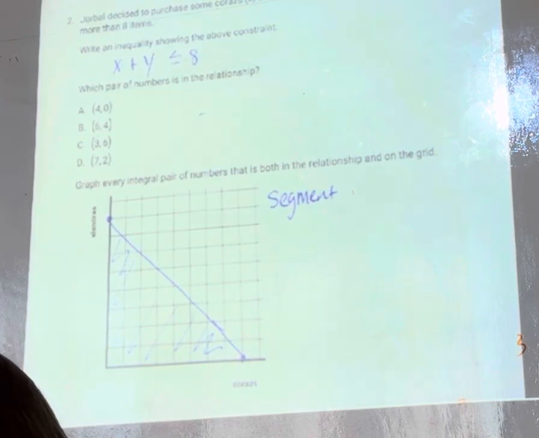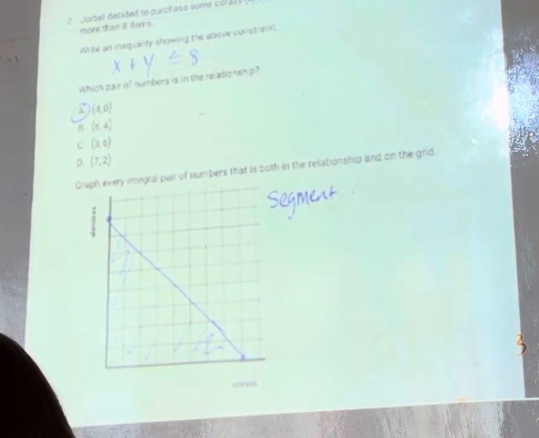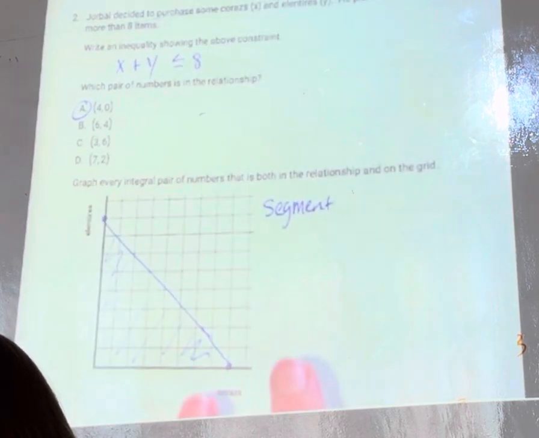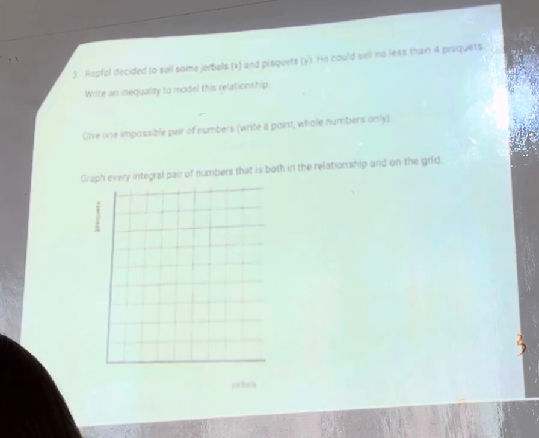Which pair of numbers is in the relationship? So this is 4 and 0, much easier. 6 and 4 aren't. So 4 plus 0 is definitely less than 8. All the other numbers added together are greater than 8. That's pretty easy. Okay, questions? No questions? Okay, number 3.